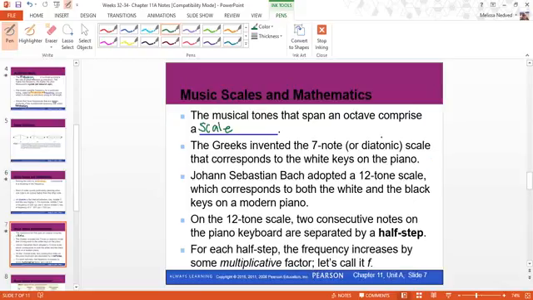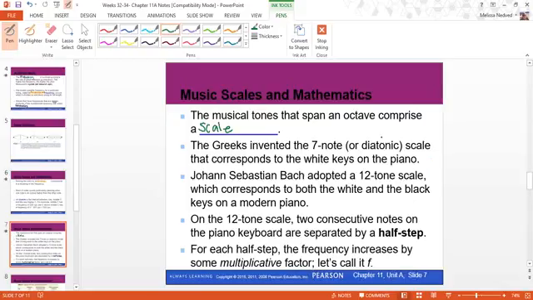Now, Johann Sebastian Bach adopted a 12-tone scale, which corresponds to both the white and the black keys on a modern piano. Notice, again, 12-tone versus 7-tone. So we didn't double the number of tones when we added those black notes into our piano. If you think about a piano, there are sometimes white keys that are next to each other with no black key in between them. So we're looking at a 7-tone versus a 12-tone scale.